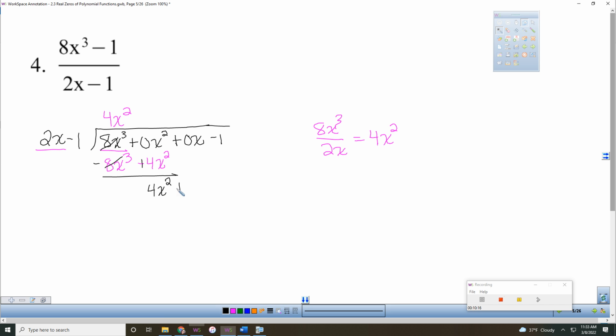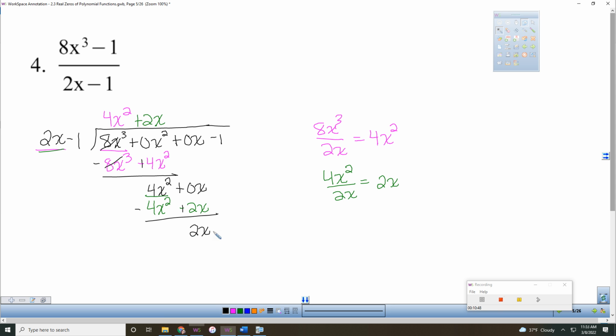And I'm going to go ahead and drop that 0x. And then I'm going to go ahead and divide again. 4x squared divided by 2x. So the 4 divided by 2 gives me 2 and then x. So that goes behind. And then I multiply 2x times 2x is 4x squared. And 2x times negative 1 is negative 2x. Then I'm going to subtract. So those change signs. And I get 2x.